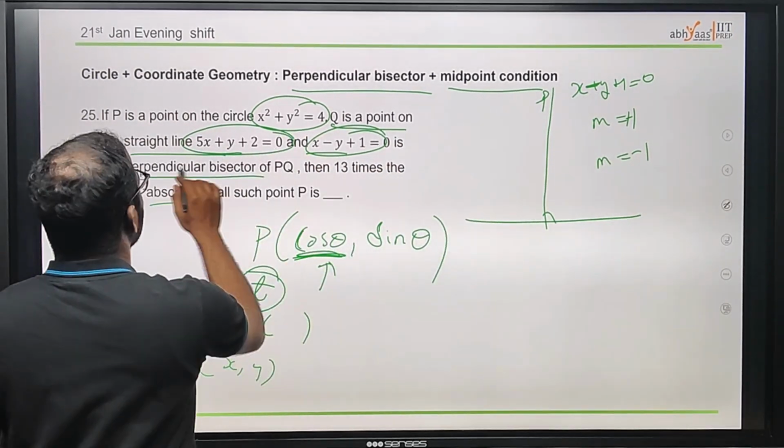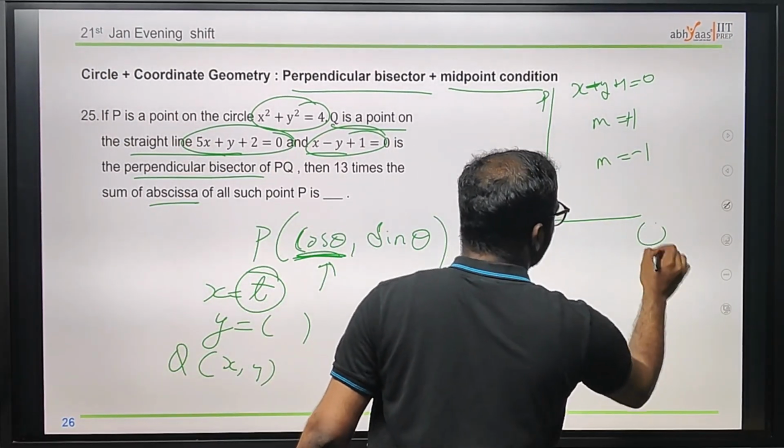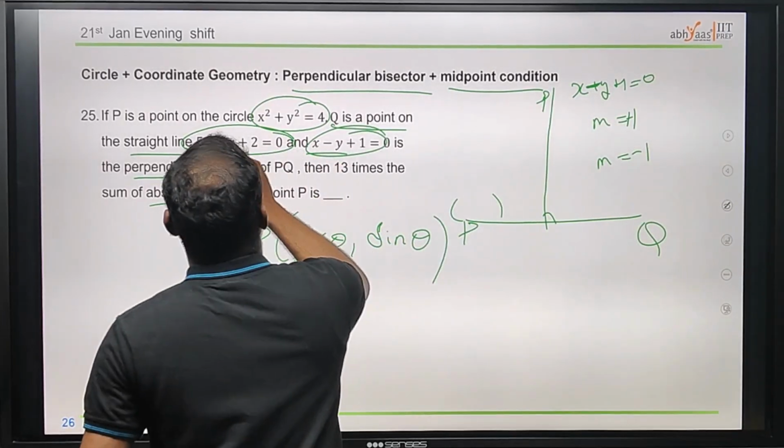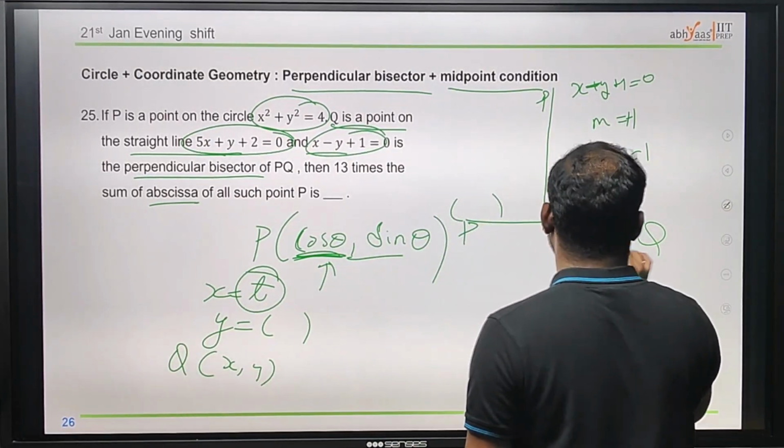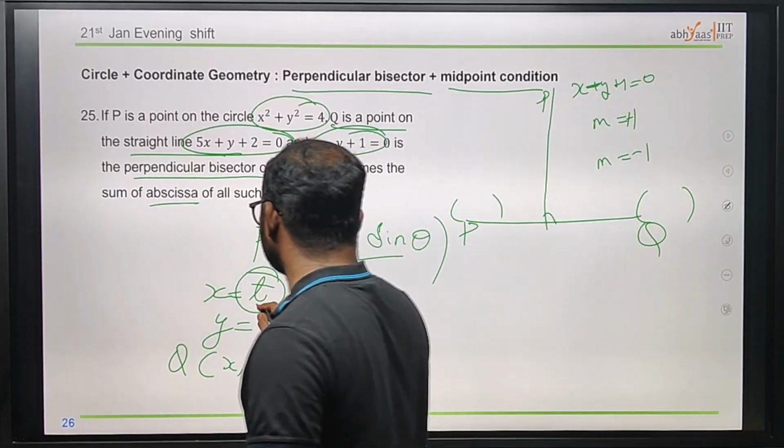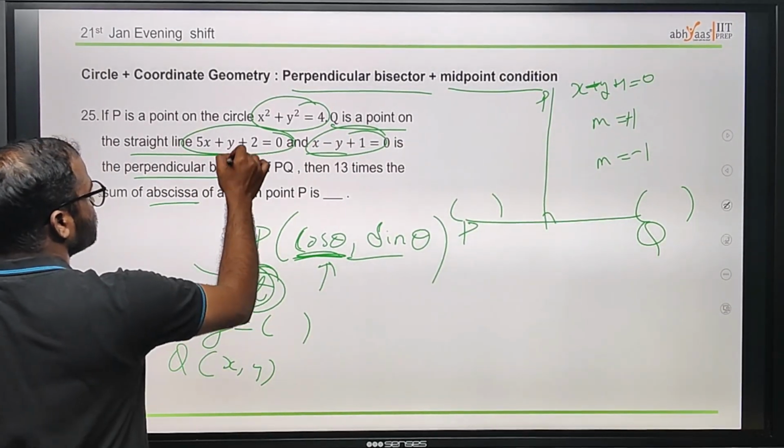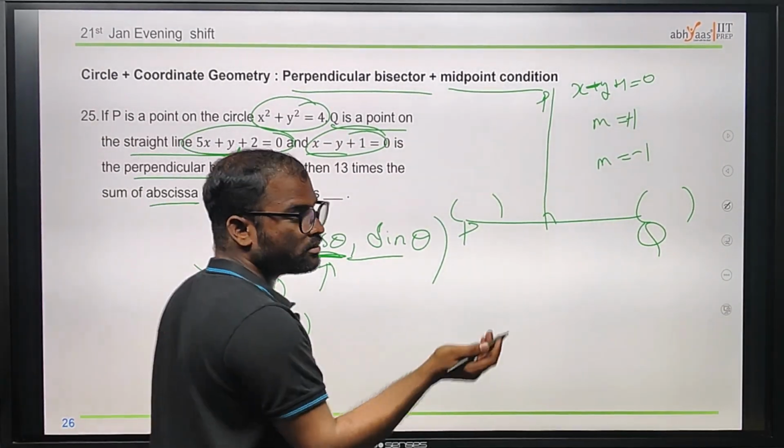Now they are saying that PQ is a line. This point we have already: P of cos theta, sin theta, and just assuming the other as t, substitute those values in here. We can easily find it in terms of t.